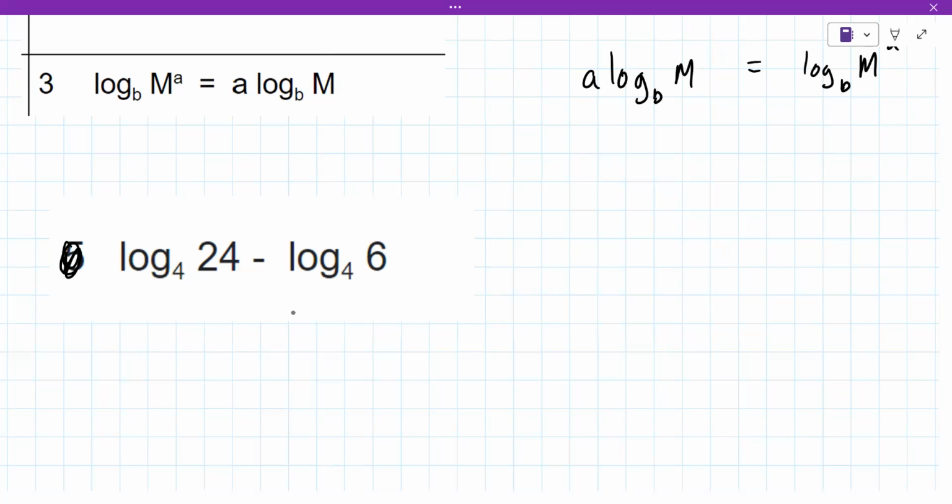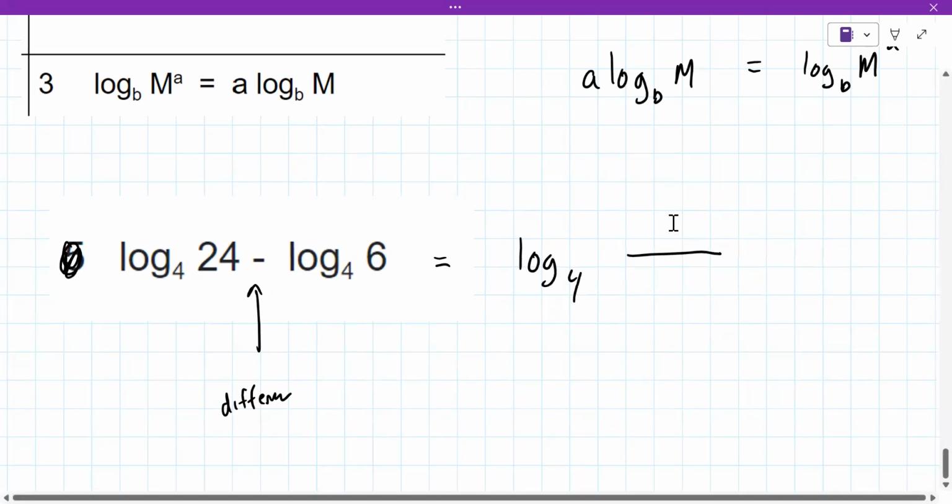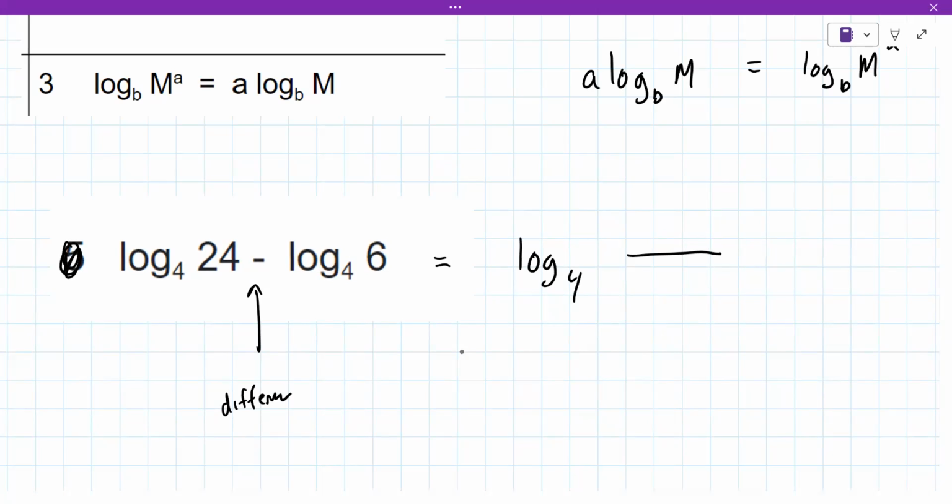Log, not law, log. So notice there's a difference here. And a difference becomes a quotient, division. Can you tell me what goes in the numerator and what goes in the denominator? I think the numerator would be 24 and the denominator would be 6. Good. So this is law 2.